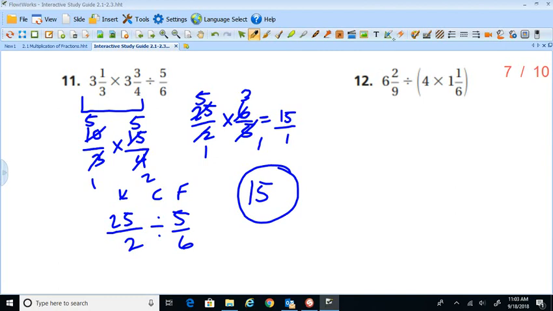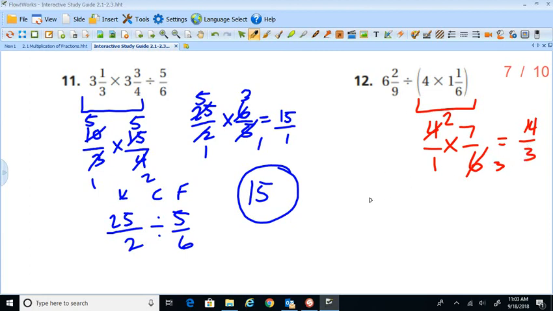Number 12. Parentheses come first. I must do the parentheses first. Order of operations. 4 times 1 1/6. That's 4/1 times 7/6. Cross simplify, divide by 2, divide by 2. And I end up with 14/3. Again, I'm going to leave it as an improper since I'm still working with it.